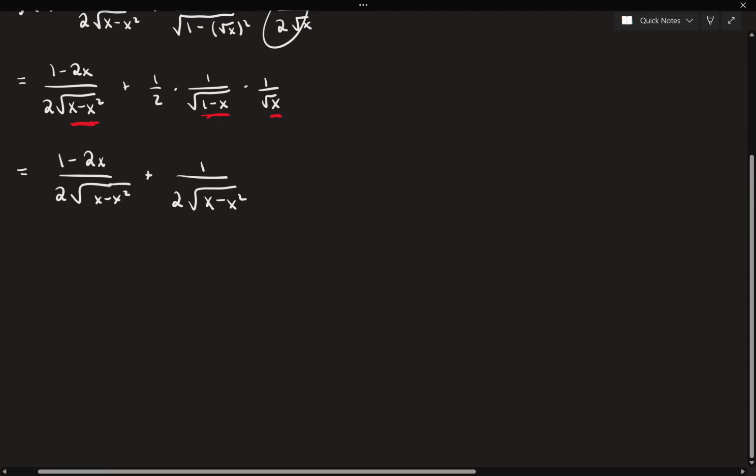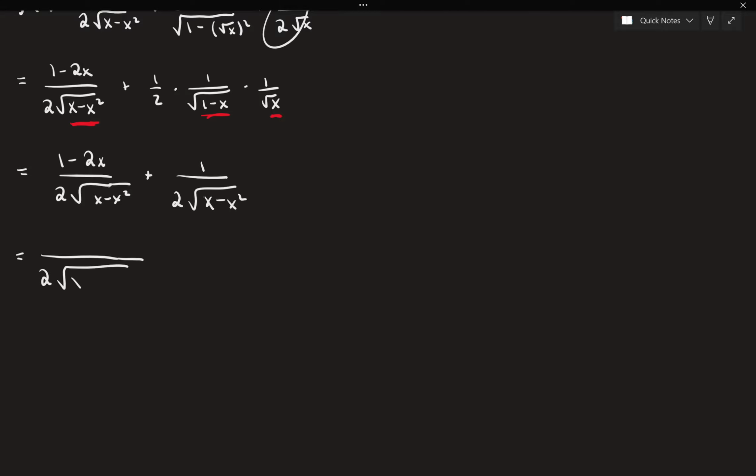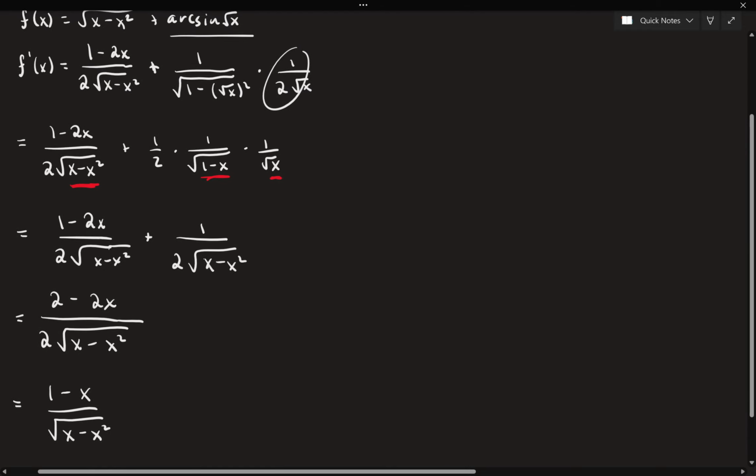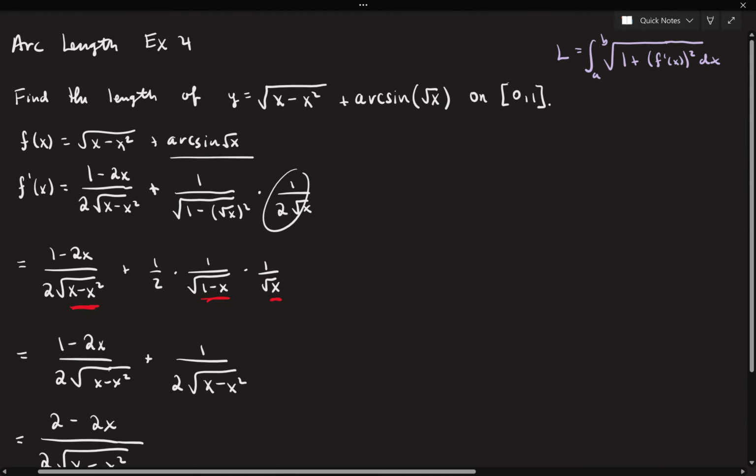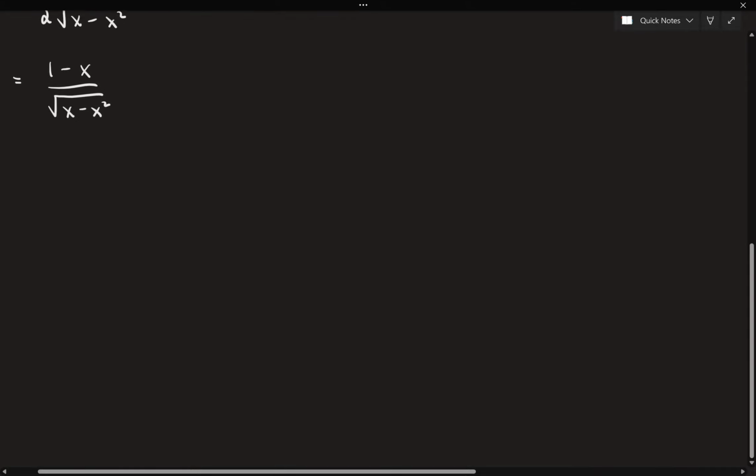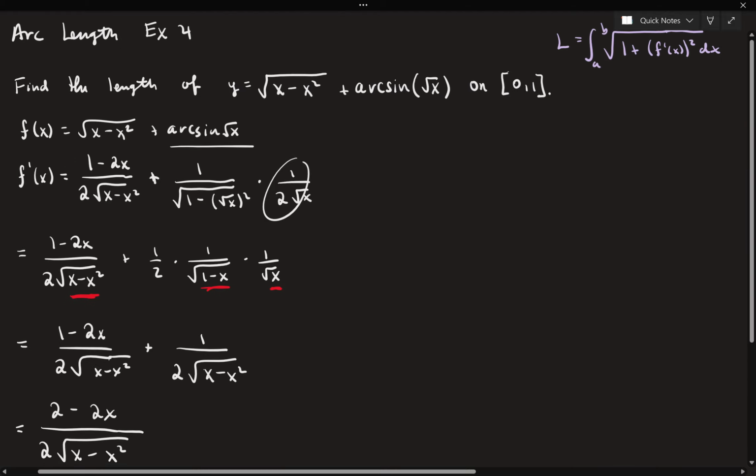So check that out. I've got the same denominator, so I can just put them together. And then 2 minus 2x. And then just for the sake of it, I'll take the 2 out of everything. There's my derivative. It's kind of messy, but now we can actually do the formula. My arc length is going to be the integral. What's my interval? It's from 0 to 1.